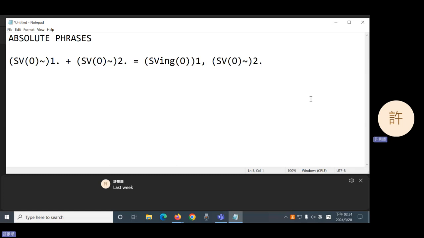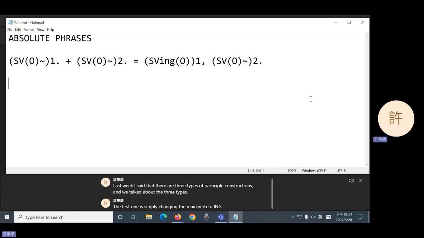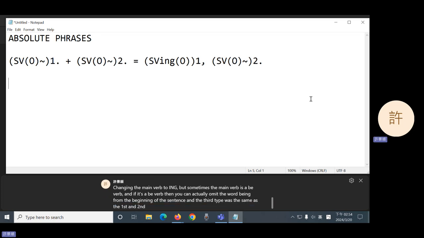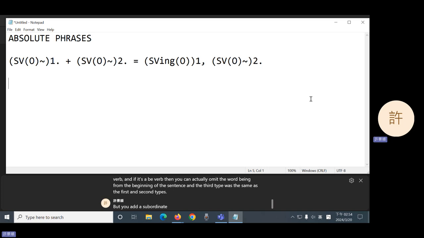Last week, I said that there are three types of participial constructions, and we talked about the three types. The first one is simply changing the main verb to ing. The second type is changing the main verb to ing, but sometimes the main verb is a be verb. And if it's a be verb, then you can actually omit the word being from the beginning of the sentence. And the third type was the same as the first and second types, but you add a subordinate conjunction to the front to clarify the relationship between the two sentences.